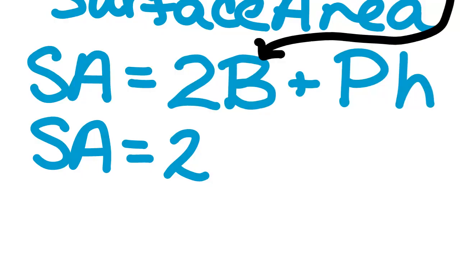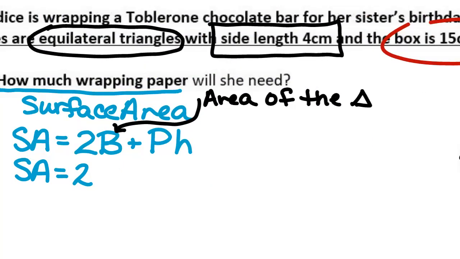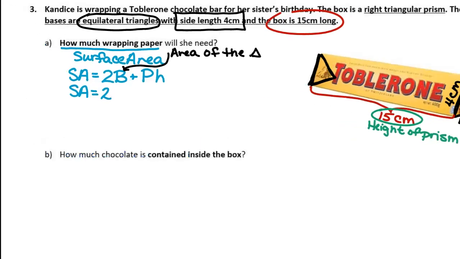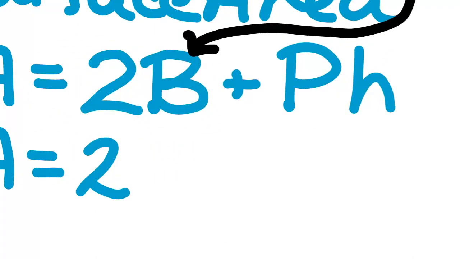1/2 base times height. Do we know the height of the triangle? No, that's the height of the prism. No, that's not the height of the triangle. That's a base of the triangle, and it's all the sides, but the height goes from the base up to the point. Do we know from the base up to the point? No. Does anybody remember that other area formula that we had?